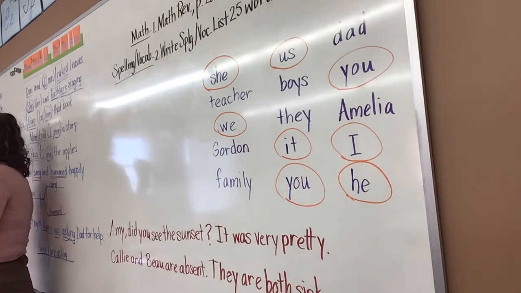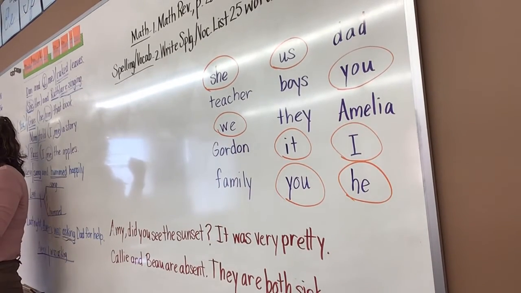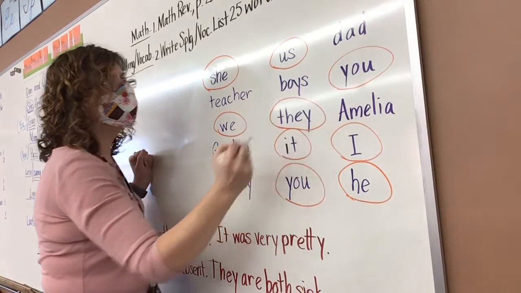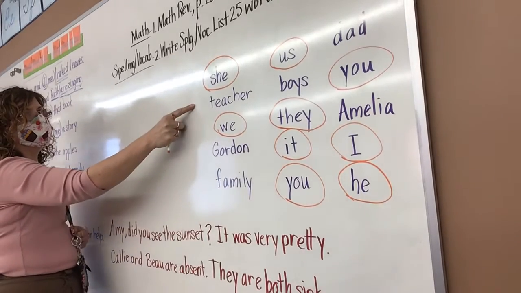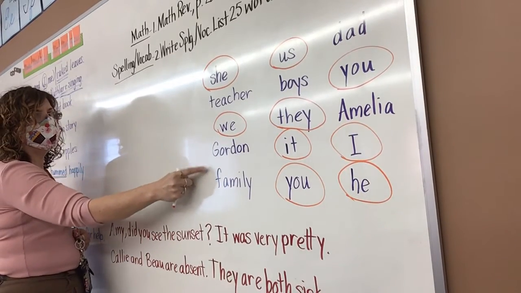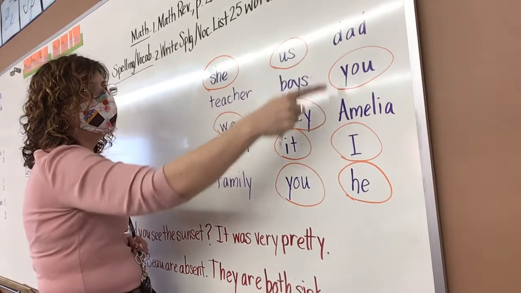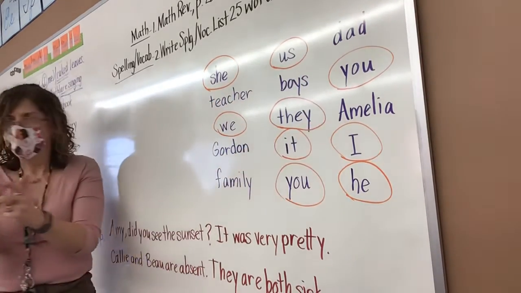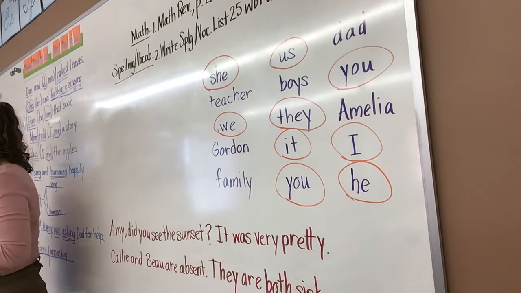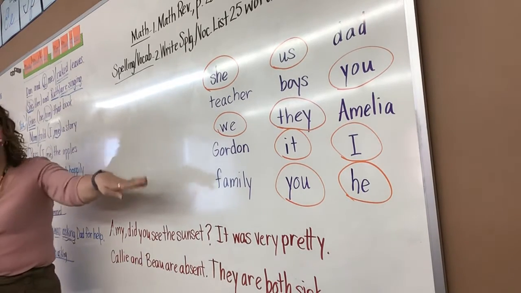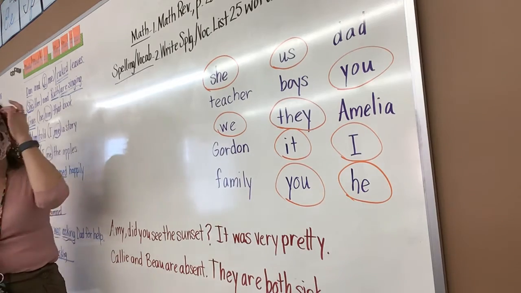And we're getting down to not too many left. If you already answered one, you can put your hand down. Brennan: They. Very good. So let's read the words that we haven't circled. Teacher, Gordon, family, boys, dad, and Olivia. What are all those words that are left? Nouns. Remember, pronouns take the place of nouns.